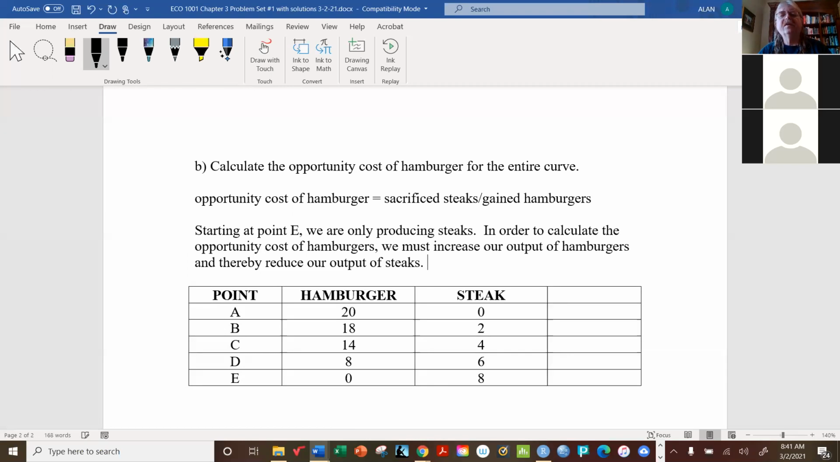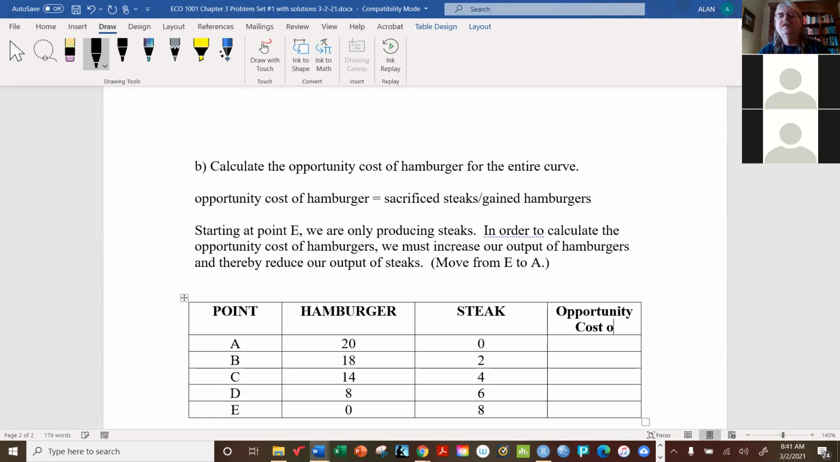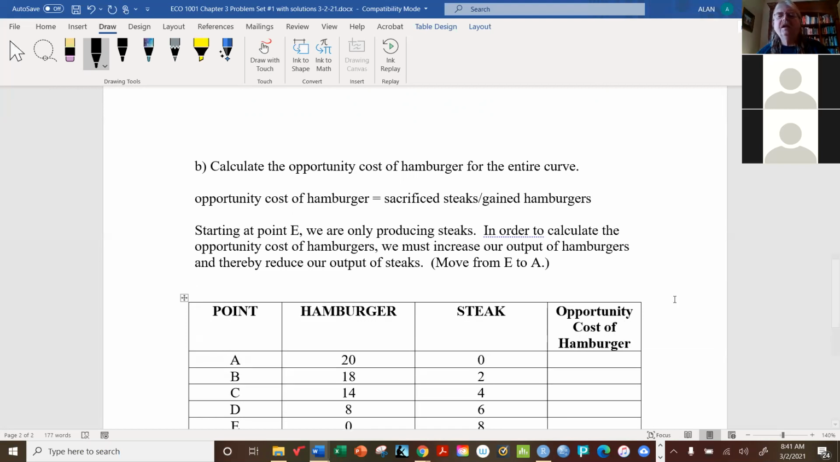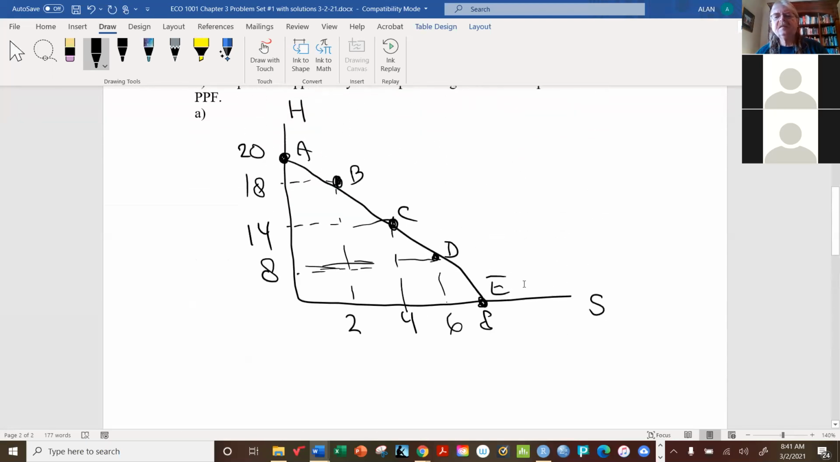Okay, so in other words, we're moving, I guess, how would you describe that in English? Move from our E to A. How about that? Okay, that's good enough. All right, so as far as the chart is concerned, here we'll label this the opportunity cost of hamburger. And so what we're going to do is start at E. And now when we're at E, we're going to move up the curve to D.